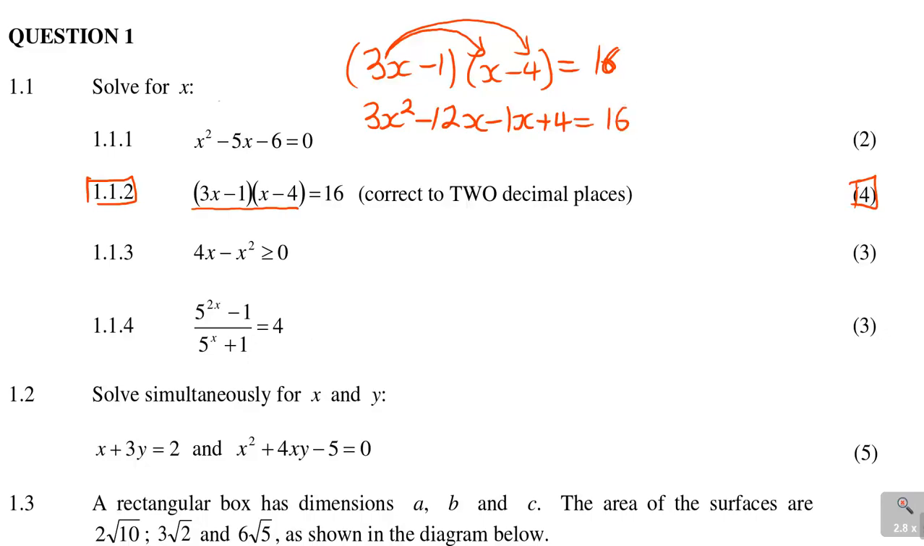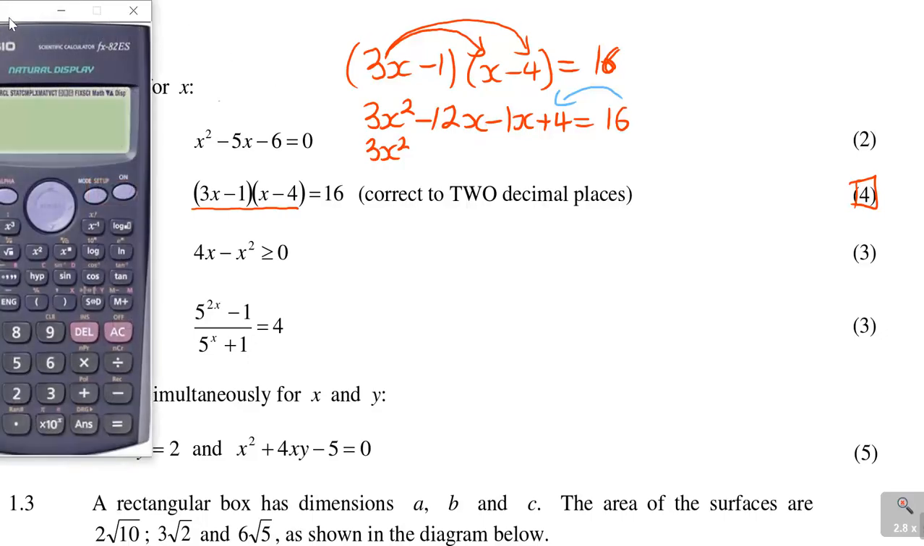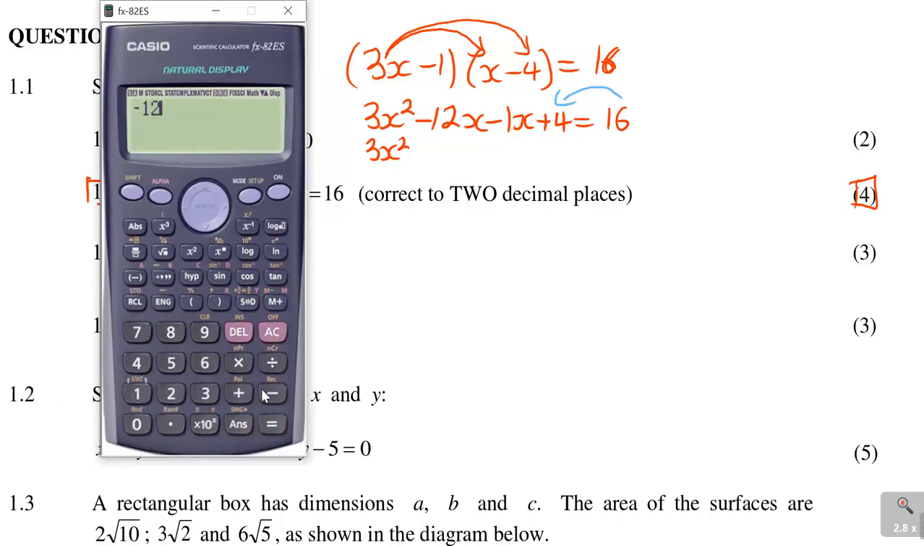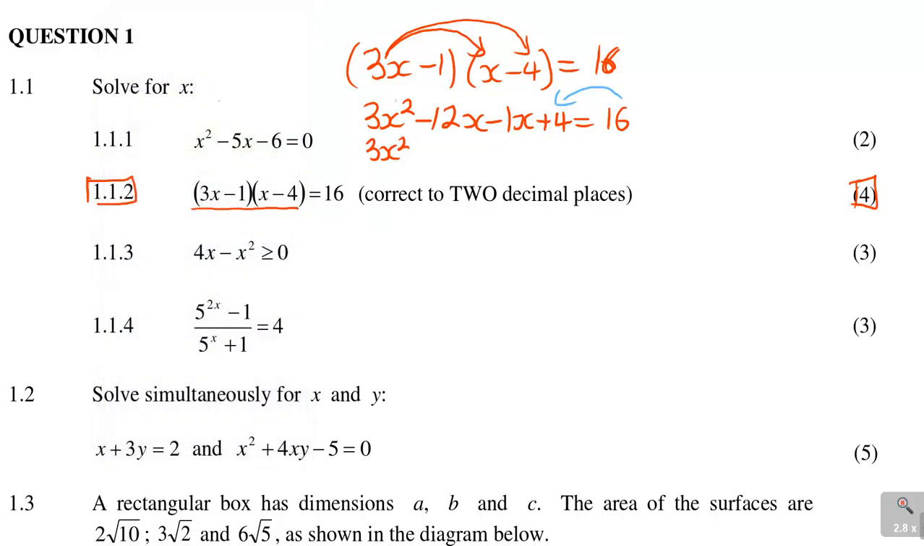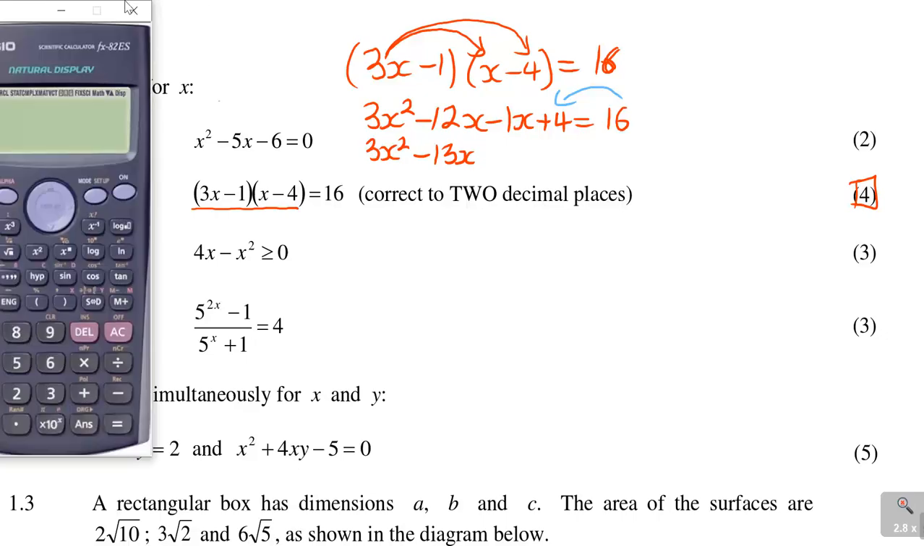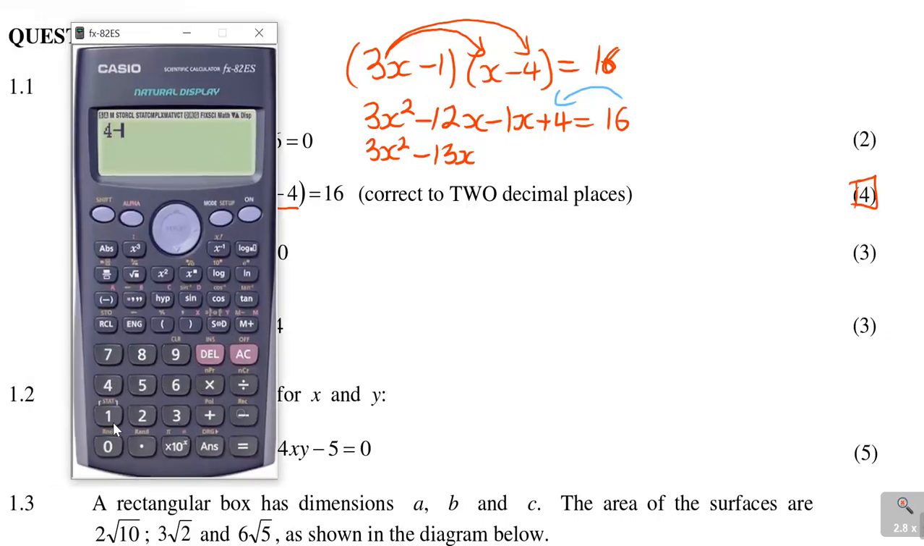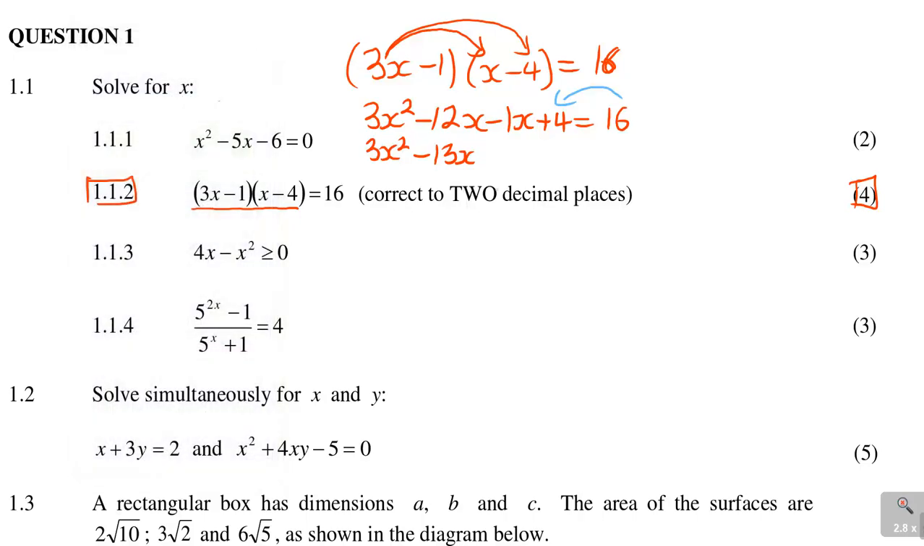Now, when you have done that, you can take the 16 to join the other side and add whatever are like terms. So you've got 3x squared. Now minus 12x minus 1x. You see, I just take a calculator. I don't want to think a lot. So minus 12 minus 1, it's minus 13. So you've got minus 13x. And then remember it to be 4 minus 16. So you take a calculator and you have your 4 minus 16. It gives me my negative 12. This is now equal to 0 because 16 went on that side.